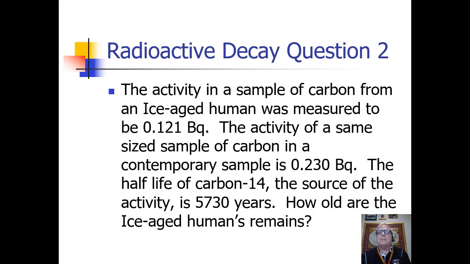So go ahead and do this problem right here. See if you can figure out: an Ice Age human was found, and the tissues in this Ice Age human had an activity of 0.121 becquerels. A contemporary sample of the same sort of thing would have an activity of 0.230 becquerels. So therefore, how old is this Ice Age human if the half-life of carbon-14 is 5,730 years?